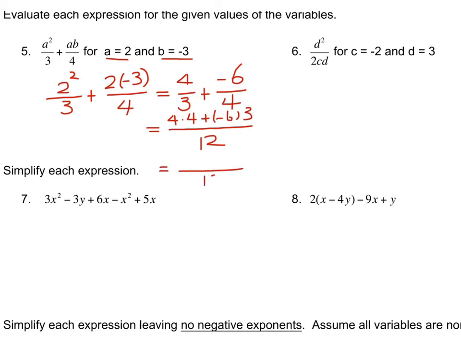If you're not familiar with this process, make sure you review your fractions. So 4 times 4, I have 16. Negative 6 times 3, I have negative 18. 16 minus 18, that's negative 2, divided by 12. So our final answer is going to be negative 1 over 6.